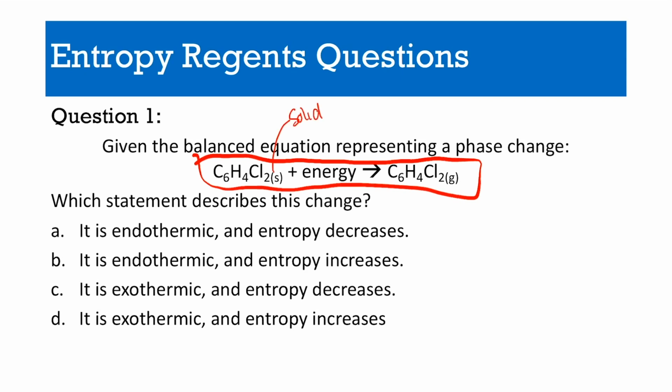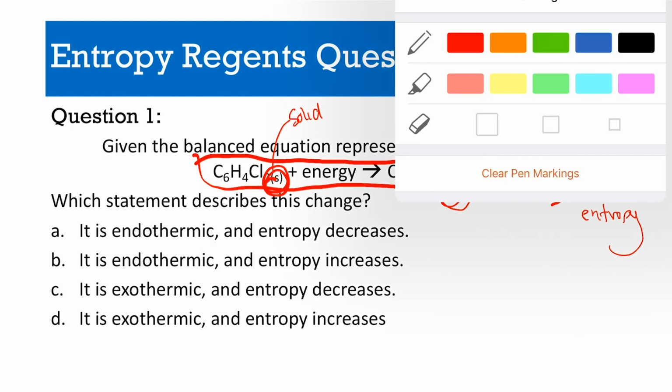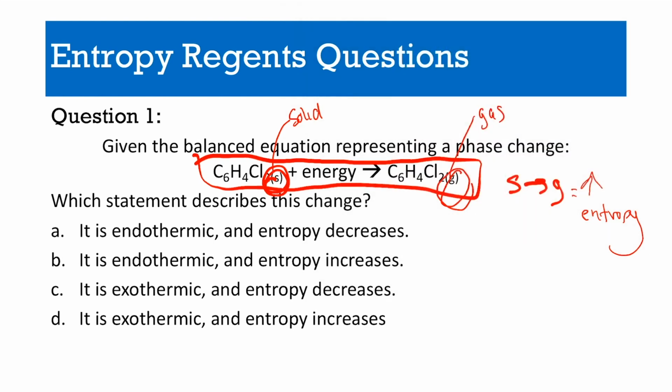And on the reactant side, we have a solid. So everyone go ahead and circle that solid, that S, okay? And then for the product side, we have a gas. So circle the G. We want to find out which statement describes this change. So they want to know if this is an endothermic or exothermic reaction, and whether or not entropy increases or entropy decreases.